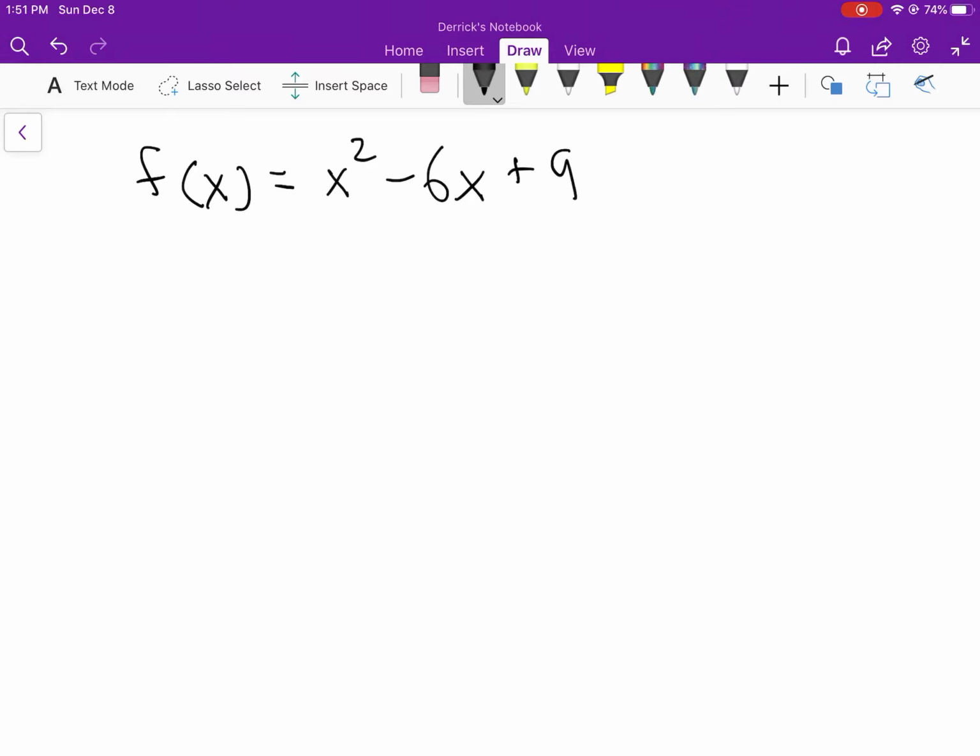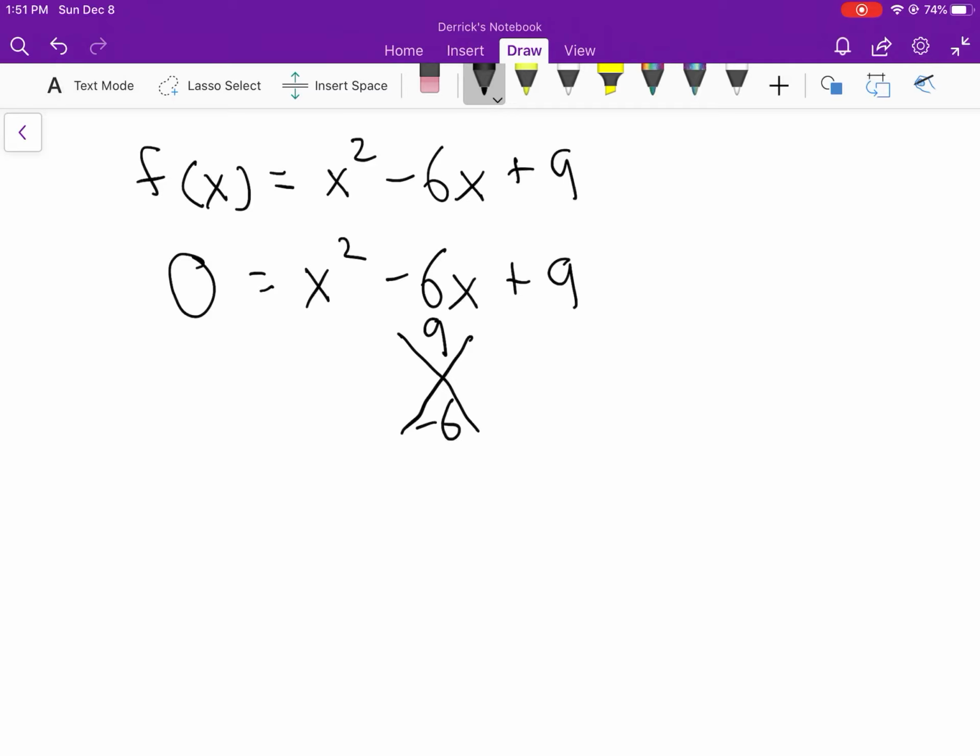Okay, if I asked you to find the zeros of that, well again, zeros means the same thing as x-intercepts. And x-intercepts are found by plugging in 0 for y. So that means we've got 0 equals x squared minus 6x plus 9. If we wanted to factor that, there is no GCF to pull out this time. We can go right into the x method. We'd be looking for two numbers that multiply to 9 and add to negative 6. Well, those would be negative 3 and negative 3, meaning our factors would be x minus 3 and x minus 3.